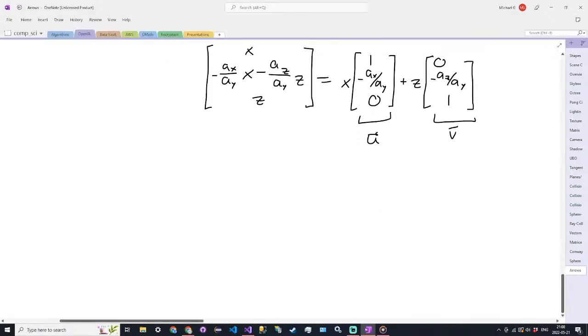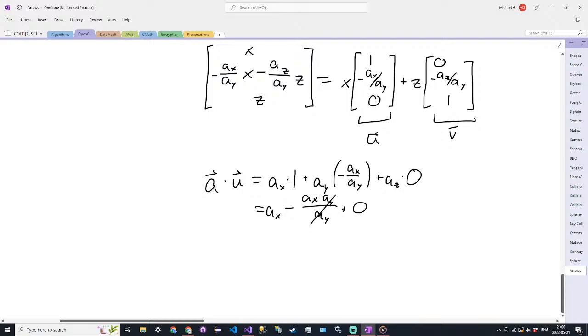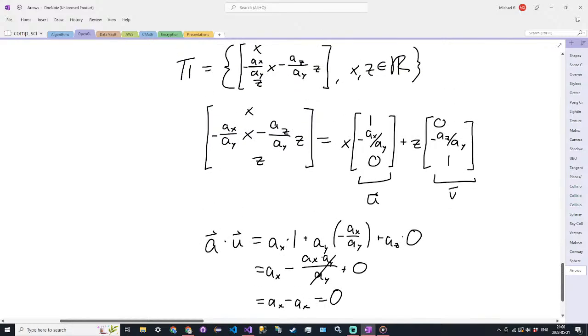And I'll just do a sanity check here. Let's do A dotted with u, so this is equal to ax times 1 plus ay times minus ax over ay plus az times 0. So this is equal to ax, and then this is minus ax times ay over ay, plus 0. The two ay's cancel, and we have ax minus ax, which is equal to 0, and the calculation will be the same for v. So we know that A and u are perpendicular, and A and v are also perpendicular. So this is just a quick sanity check. So we now have a definition for u and v.